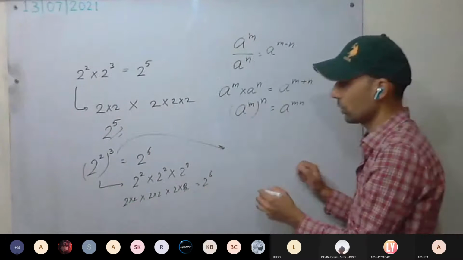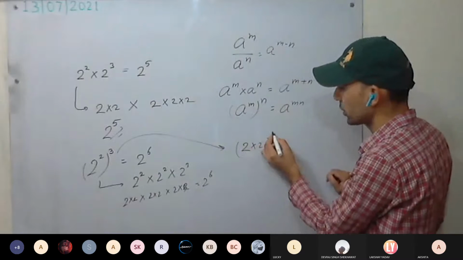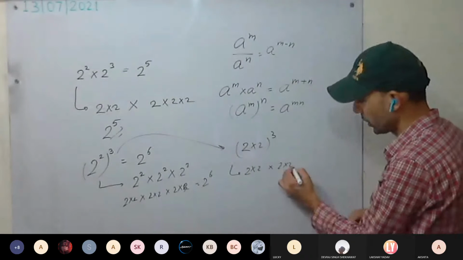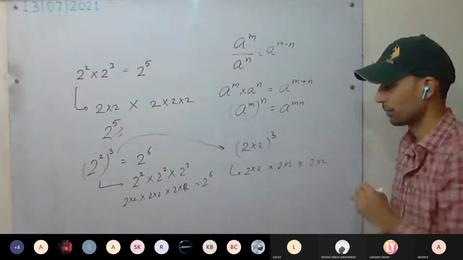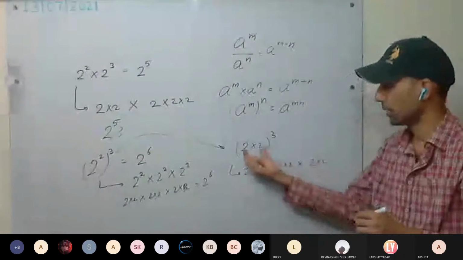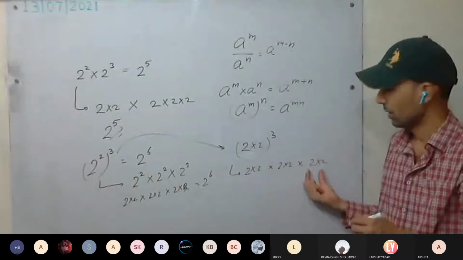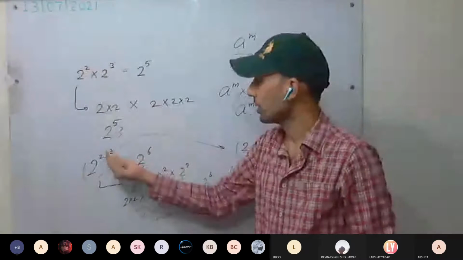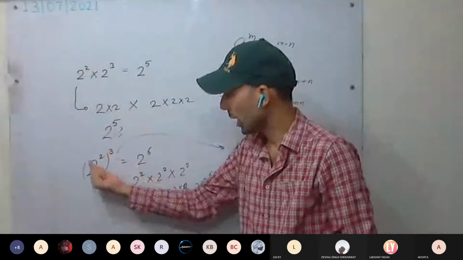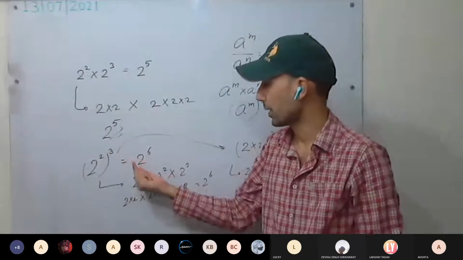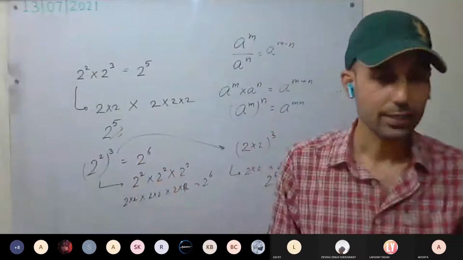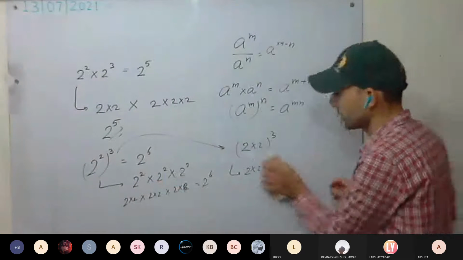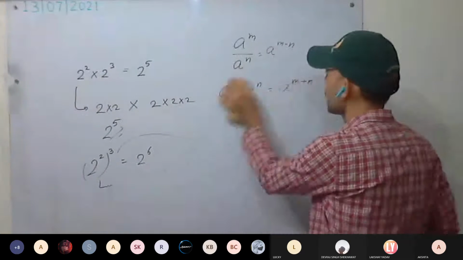Or you can do it like this also. 2 into 2 whole raised to power 3. So it will be like this: 2 into 2 into 2 into 2 into 2 into 2. This is repeating how many times? 3 times. Okay, it is 2 raised to power 6. Understood now? 2 square whole raised to power 3, cube, so 2 raised to power 6. Is this clear? Okay, so some questions I'm going to give.